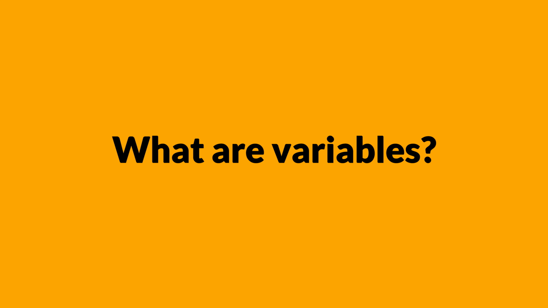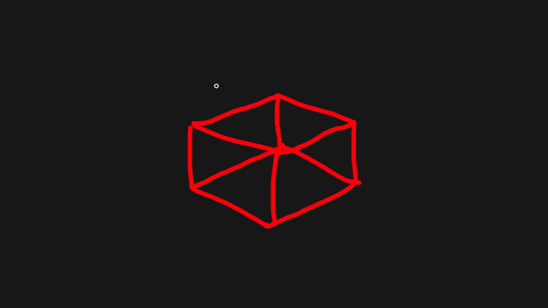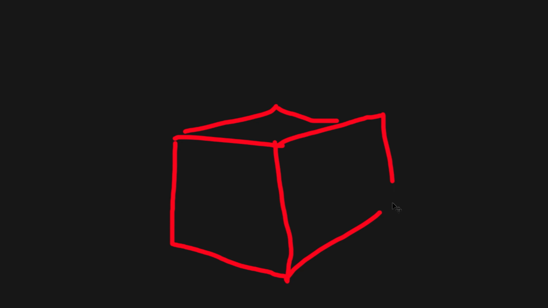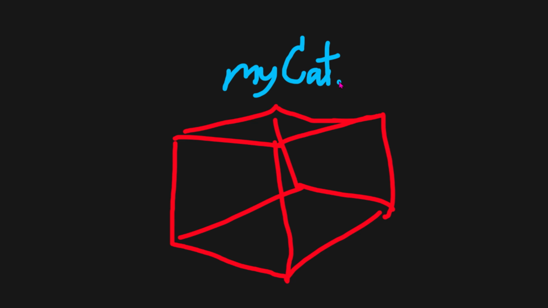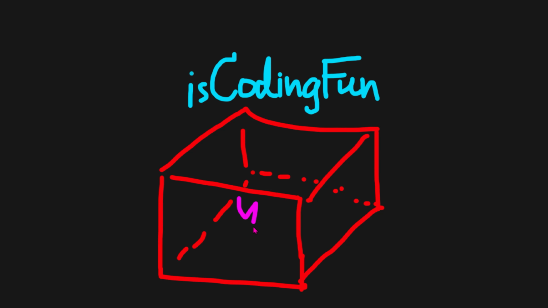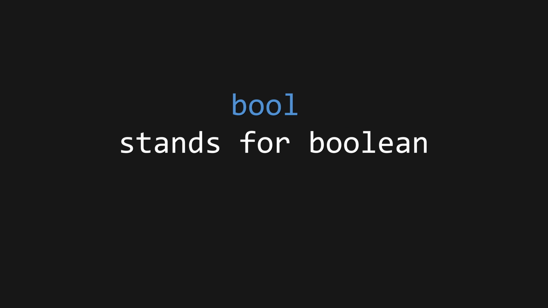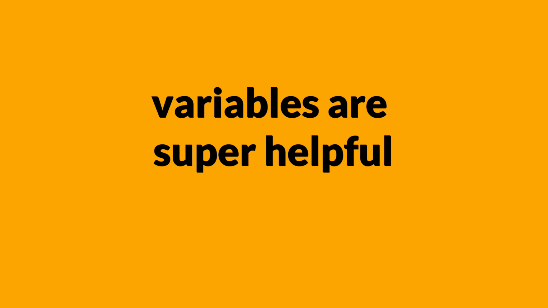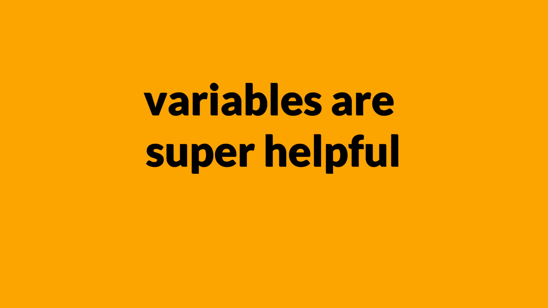So what are variables? A variable is like a box where you could store information. Think of it like this. If you need to save someone's name, you could store it in a string. If you want to count something, you could use an int, which stands for integer, a fancy word for whole numbers. And if you want to answer a yes or no question, you could use a bool, which stands for Boolean. Variables are super helpful because they let your program remember things while it's running.